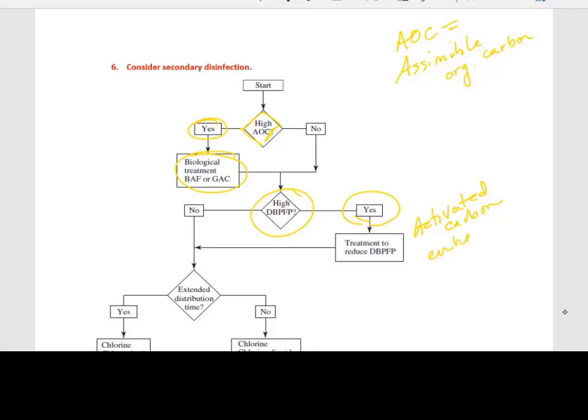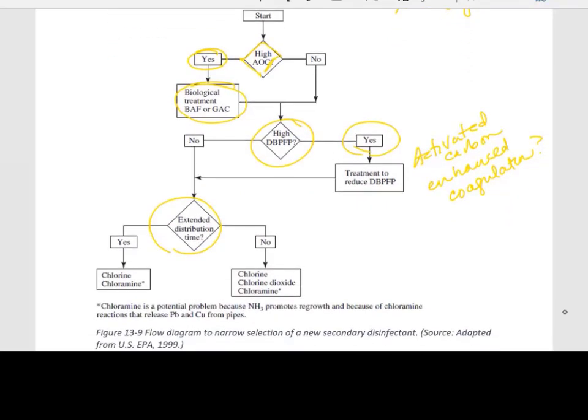We may want to use enhanced coagulation. And that's just a method to try and reduce the disinfection byproducts in the distribution system. Do we have extended distribution time? This is a question. It's greater than 48 hours. We have 62.